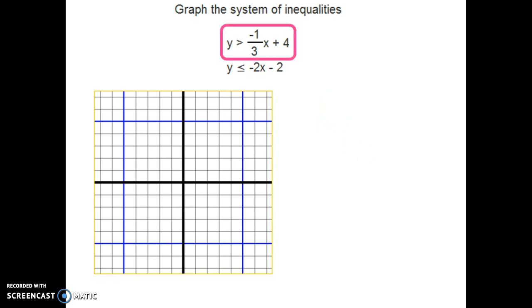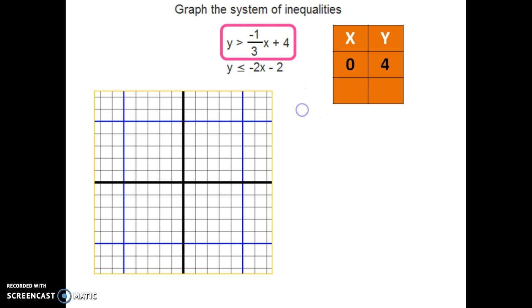So for the first inequality, we can set this up using a table as well. First we'll let x be 0. When x is 0, y would be 4. Then we can choose to let x be 3. When x is 3, we get -1 plus 4, or 3. So we can graph this using points at 0, 4 and 3, 3.